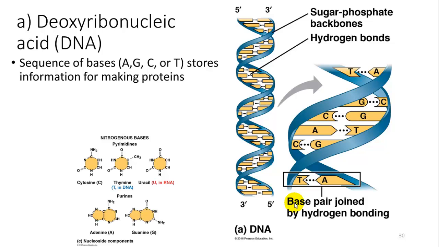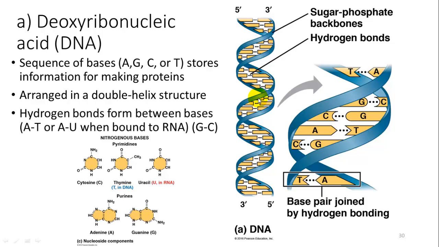Okay. Now DNA, its purpose is to code for protein instructions. And so the sequence of bases, A, G, C, or T, is that code. It is that information. They are arranged in a double helix, which basically looks like a ladder that has been twisted. The hydrogen bonds are formed between these nitrogenous bases, and they are specific to certain types. So adenine will bond with thymine or uracil, and then guanine will bind to cytosine. So they are always paired in that order.